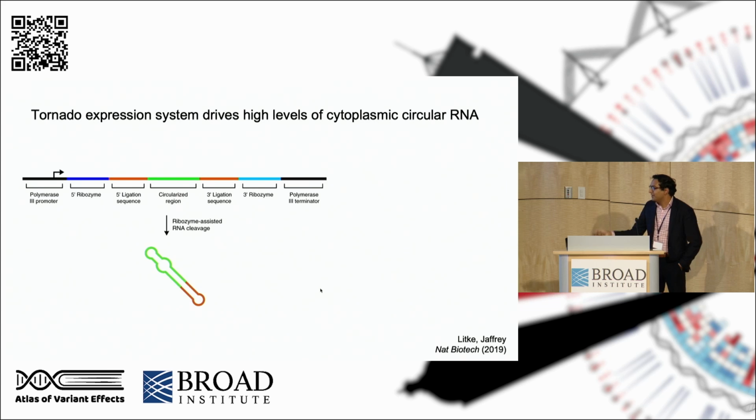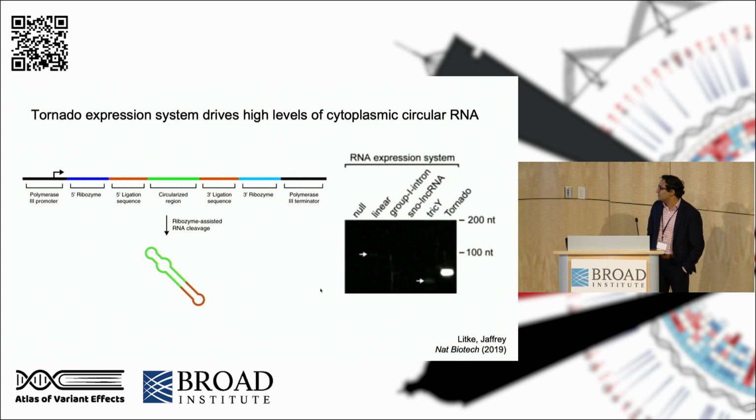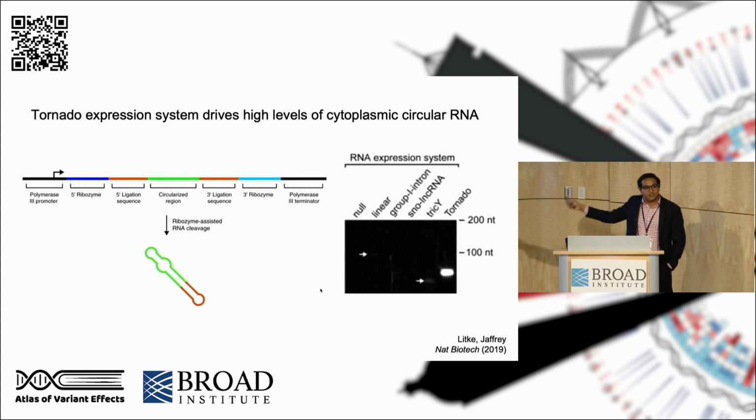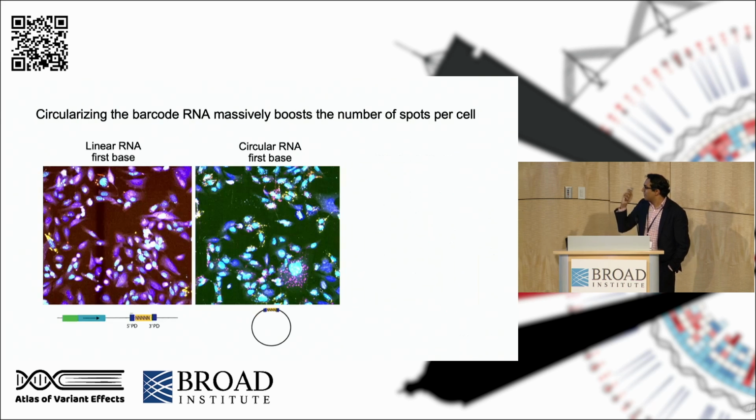When you do that, you get these circular RNAs, and these circles, when you look at a gel from the paper, you can't even see the linear RNA band on this gel, but the circular RNA band is hundreds, thousands of times more bright. And so these RNAs really build up to levels in the cell that proteins would be at. And so when you put the barcode on the circular RNA and express the variants on a linear RNA that's separate from that circular RNA, you get way more dots.